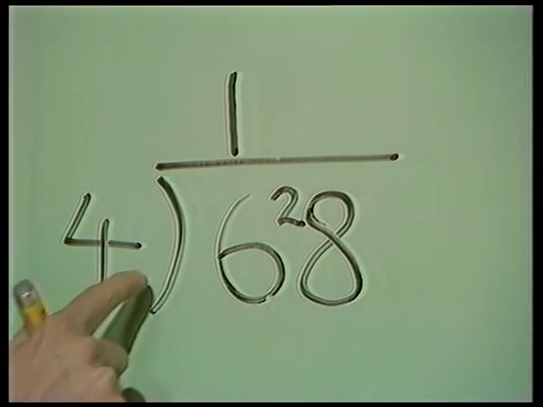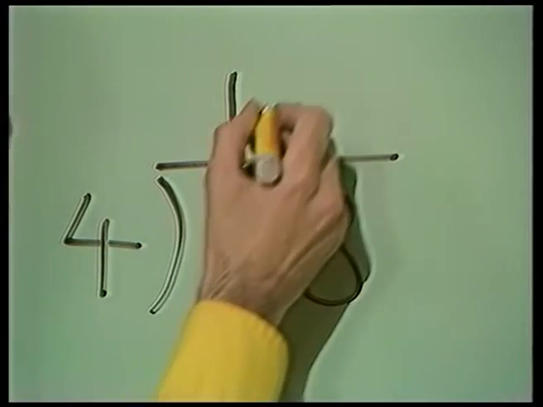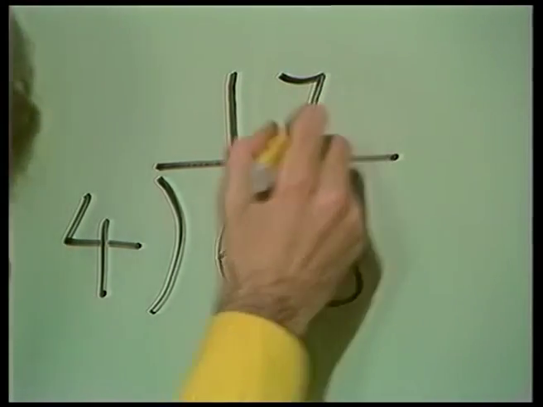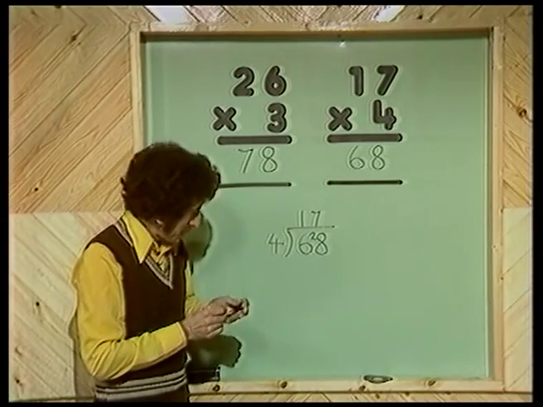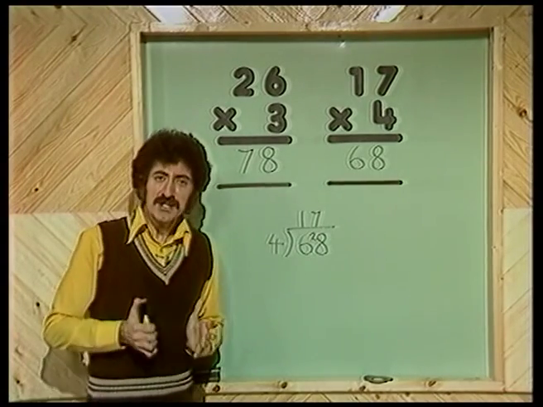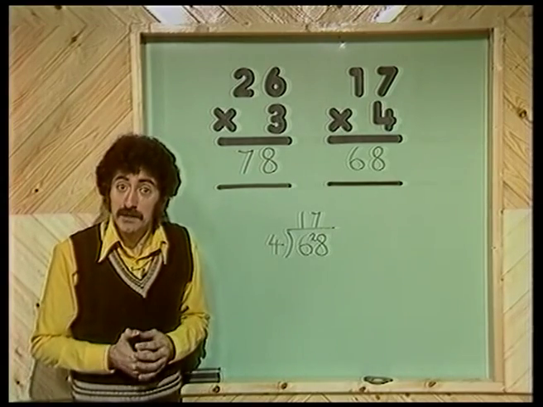Now 28 divided by 4. Well, if you remember the 4 times table, it's our old friend 7 fours are 28. So there it is. That's our answer, 17. And that one works out exactly. But long division doesn't always work out exactly.